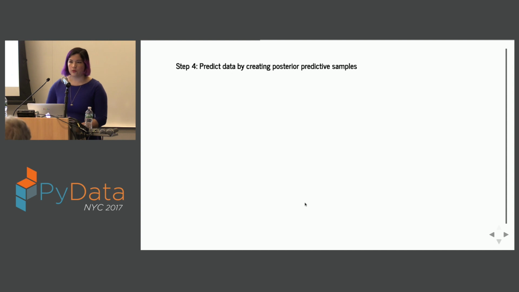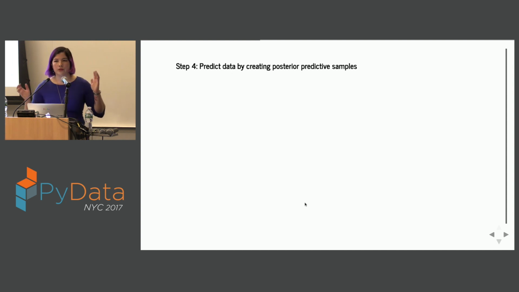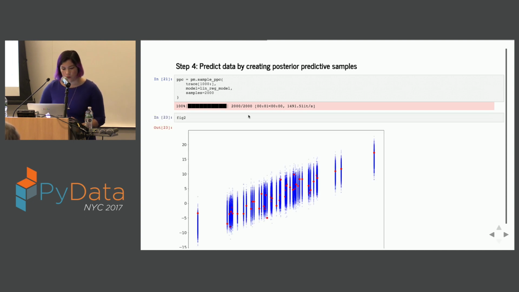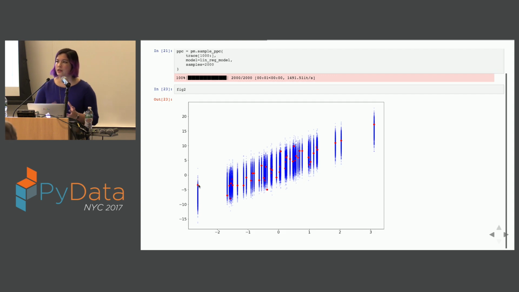Okay, so like I said, in a lot of cases, once you've found the parameters, you might just stop. But if you want to predict new data, you can create posterior predictive samples by using the sample_ppc method from PyMC3, tell it what trace to use, what model to use, and how many samples you want. So in this case, I want 2,000 samples. This means that for each y data point, I have 2,000 samples. So we can look at this here. The red is the true data point, and the blue smears are the 2,000 samples for each data point.